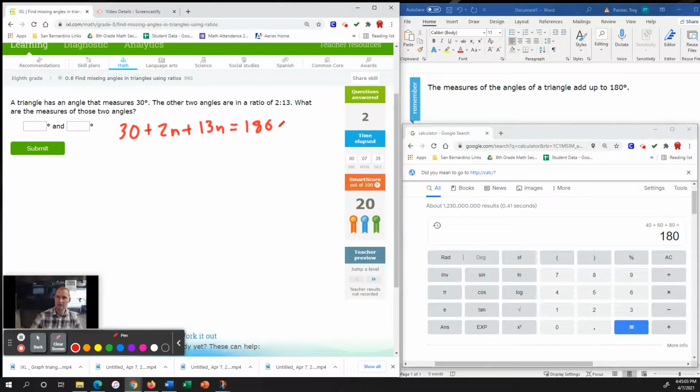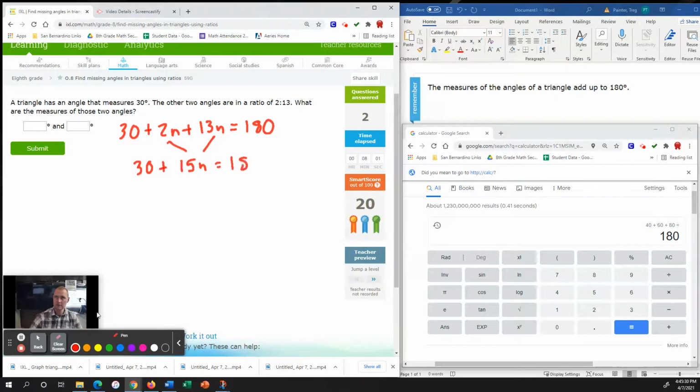Now that kind of looks like a 6, so I just want to make a quick adjustment. We're going to make it look like a 0 here. All right, first step, combine like terms. Let's take our 2 and 13 and put them together. So 2 plus 13 equals 15n. And we're going to go ahead and bring down 30 as well.